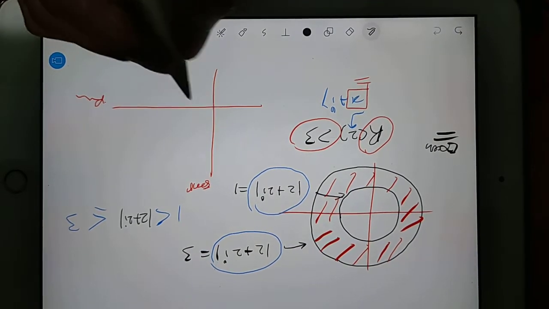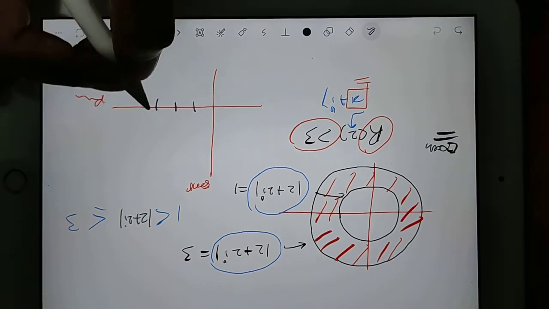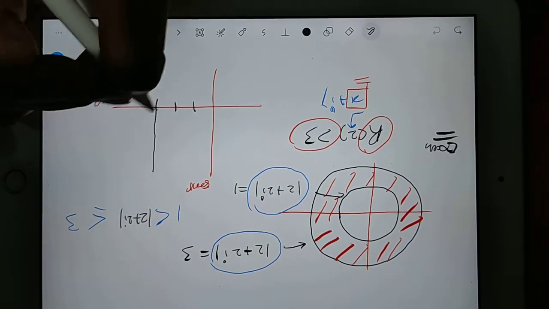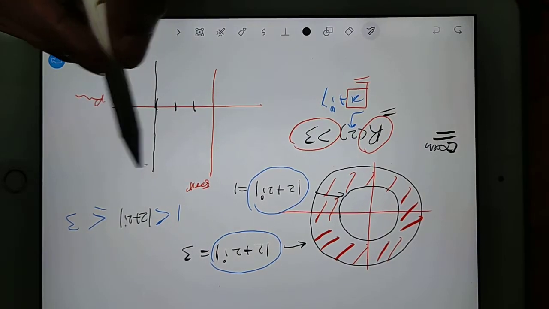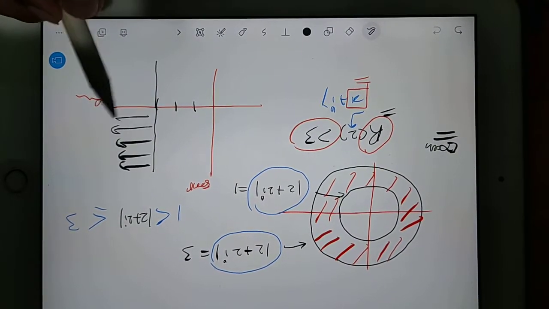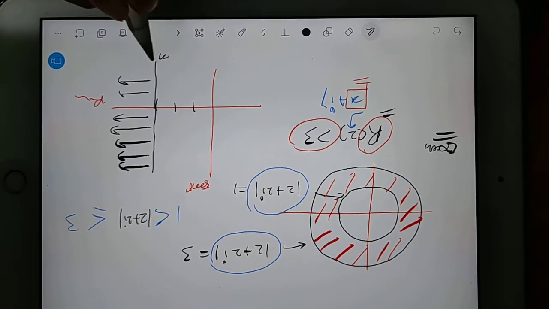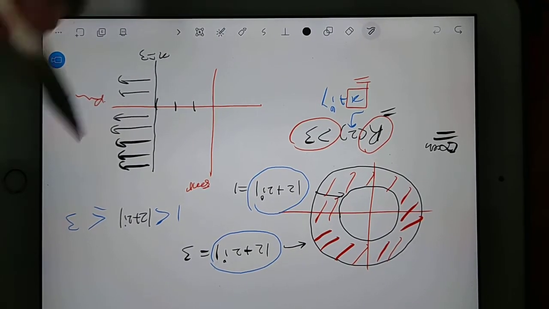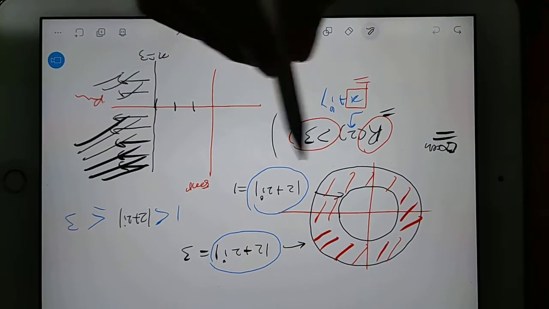It means if you go on the real axis, 1, 2, 3, suppose 3, you draw one line, and all the real values after this will satisfy this equation. So this line is the x equal to 3 line, and all this zone will satisfy this equation.